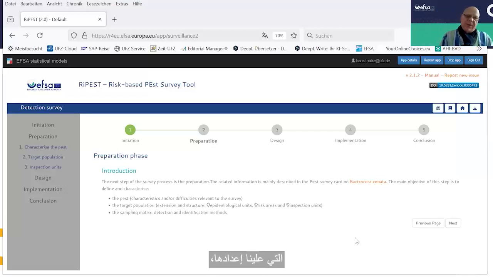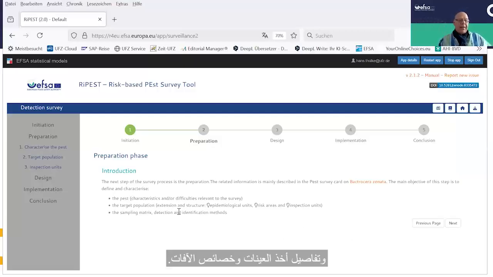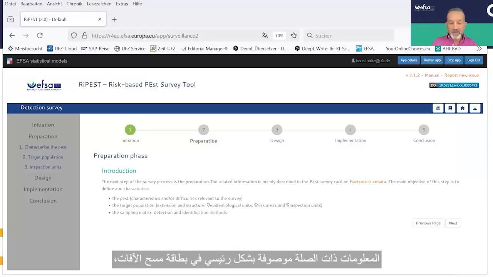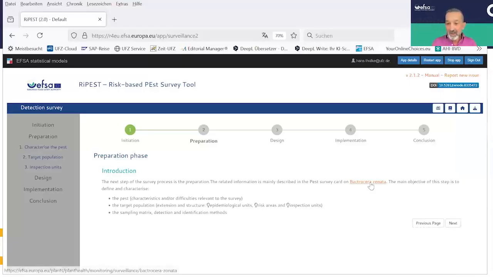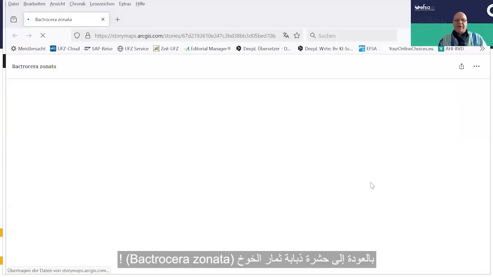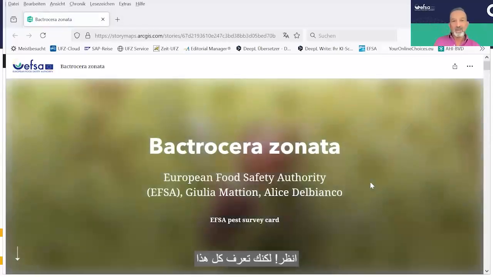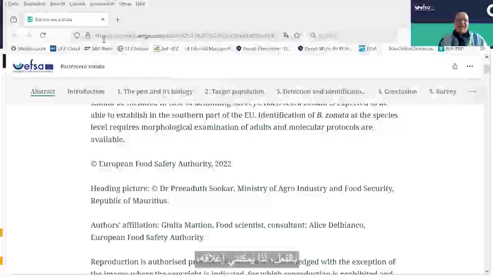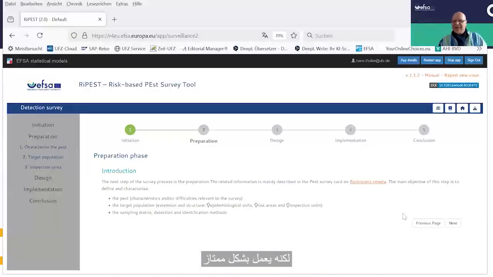task that we have to prepare, which is addressing the target population and the sampling details and the pest characteristics. The related information is mainly described in the pest survey card. And here, look, there is a link. Does it work? Bactrocera zonata. It's coming. Wow. But you know all this already, so I can close it. But it works. Perfect.